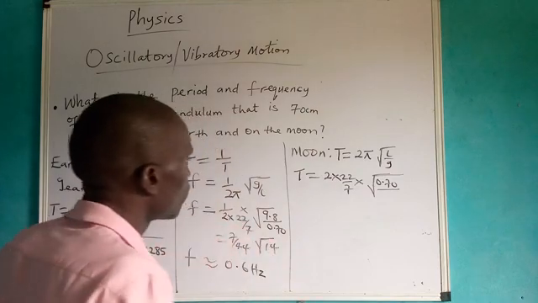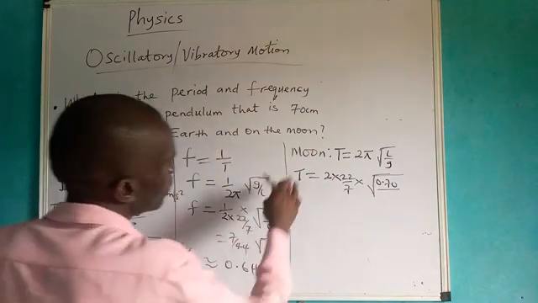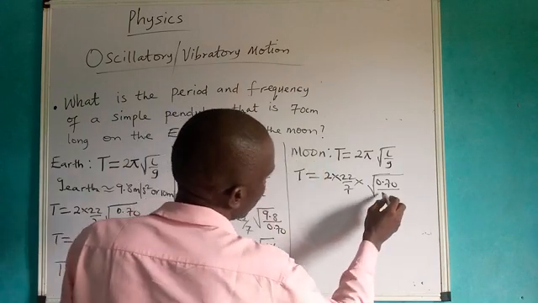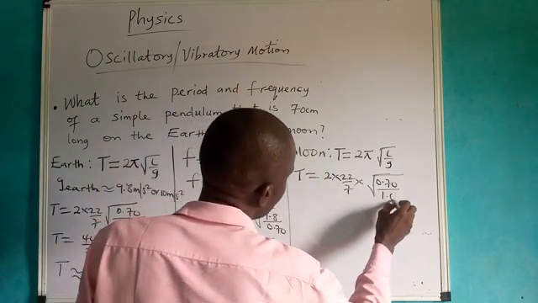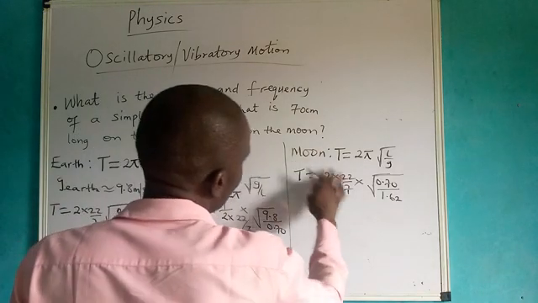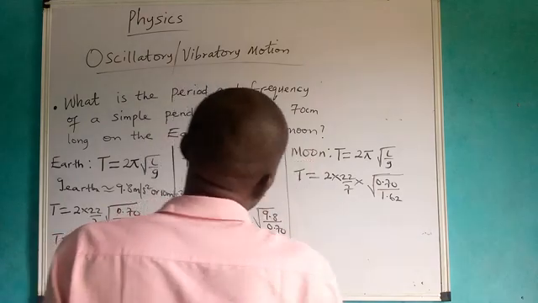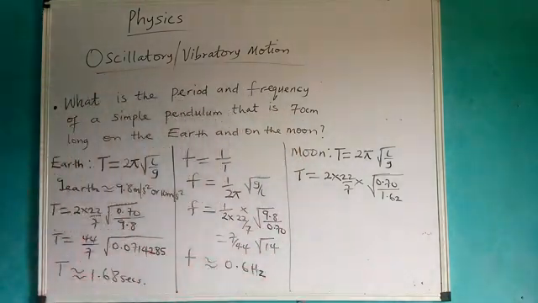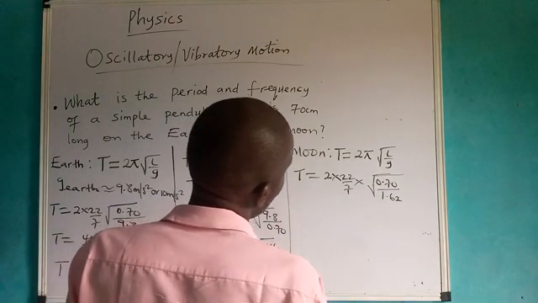For the one on the moon, the G will be 1.62. Please go back, we have done that one before. I've taught you how to derive G, the acceleration due to gravity at the surface of the moon. It's simply 1.62 meter per second square.